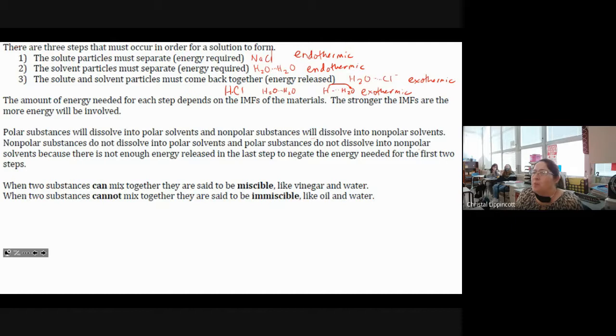When two substances can mix, they're miscible. And when they can't, they're called immiscible. This applies to liquids. So when they say miscible or immiscible, they're talking about two liquids being mixed together.